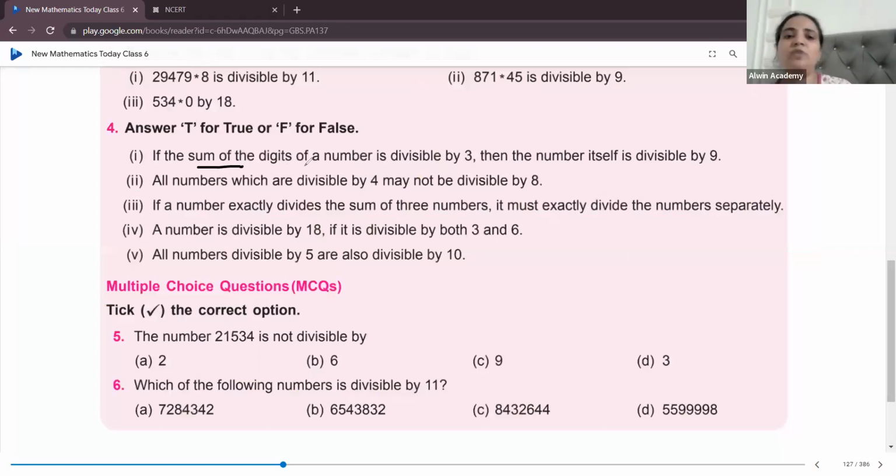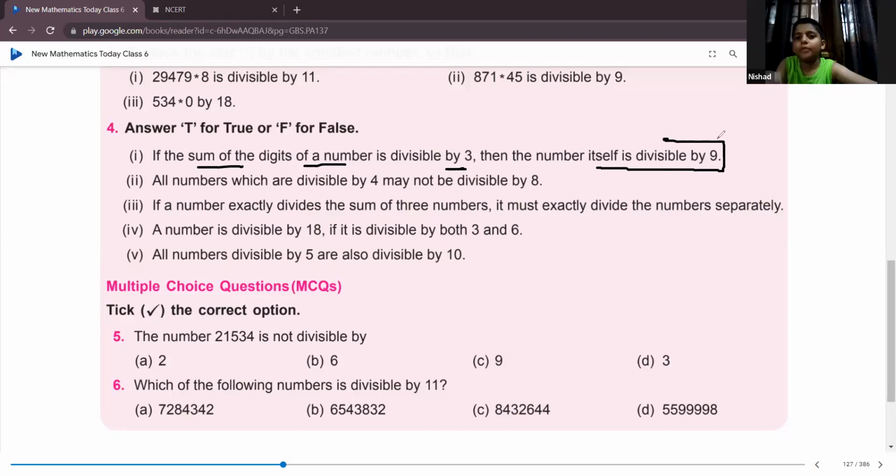चलो, now tell me for this true and false. If the sum of the digits of a number is divisible by 3, then the number itself is divisible by 9. Is this true or not? अगर किसी नंबर का सम 3 से डिविजिबल होता है तो क्या वो नंबर 9 से भी डिवाइड होगा? Kirat said no. Nishad, you tell me.